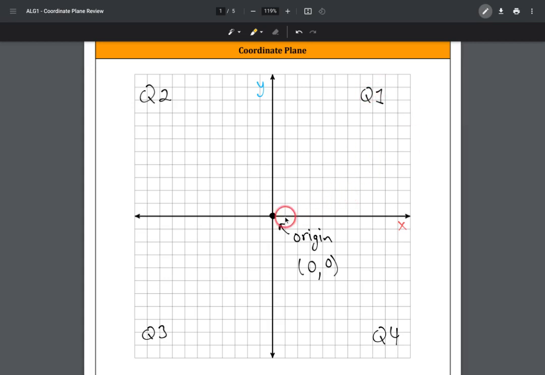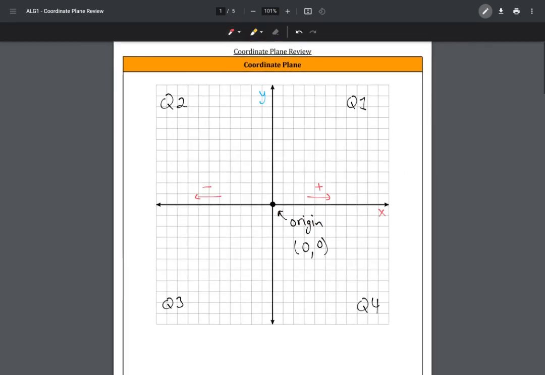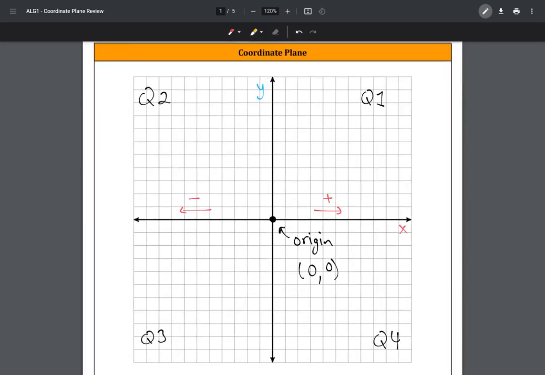Okay, now just like on a regular number line, if we move along the x-axis to the right, these are where all of the positive x numbers are. And then if we move to the left, then this is where all of the negative numbers are. The same is kind of true for the y-axis. The directions are going to be up for positive and down for negative. Okay, so that just about takes care of all of the different parts of the coordinate plane.